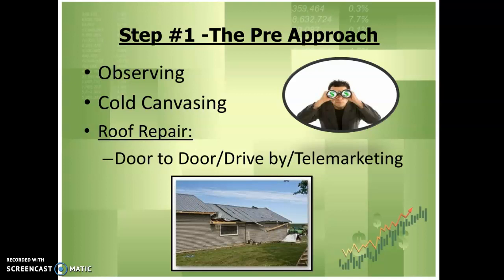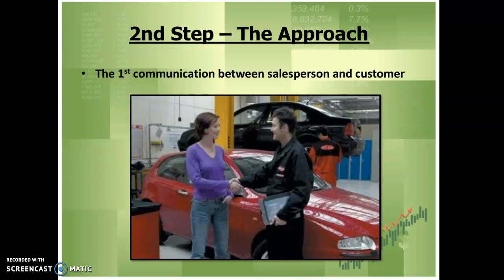Next, we have cold canvassing. When you cold canvas, that is when you look for a customer. So here we have somebody that has a damaged roof, and telemarketers or companies that fix roofs will be driving by neighborhoods and writing down addresses of homes that need roof repair. And then they look up the phone numbers and they actually use their telemarketers to make those sales calls through cold canvassing. That's the pre-approach.